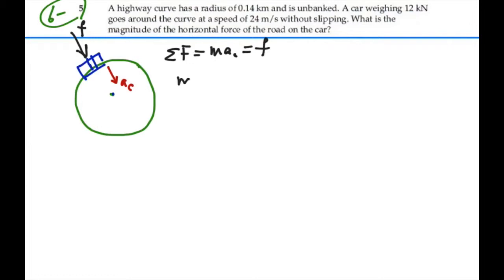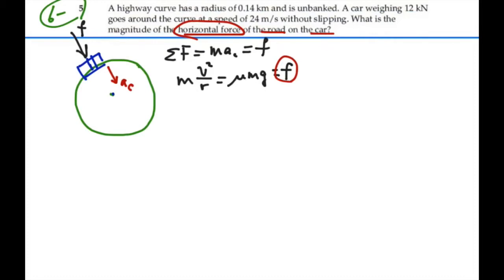So we'd write this as mass times the centripetal acceleration, v squared over r, is equal to the force of friction, which would be mu times mg in this case, mg being equal to the normal force. And this would be equal to the frictional force. But let's look at what is being asked in the problem. It says, what is the magnitude of the horizontal force of the road on the car? That horizontal force is indeed the frictional force.